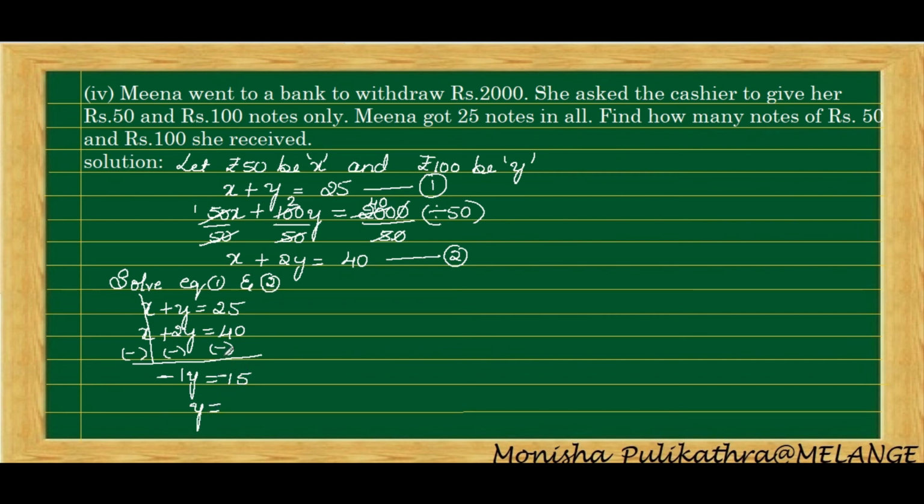Here the signs are minus and minus, so they cancel each other. So y is equal to 15. Next we need to substitute y equal to 15 into either equation 1 or equation 2.